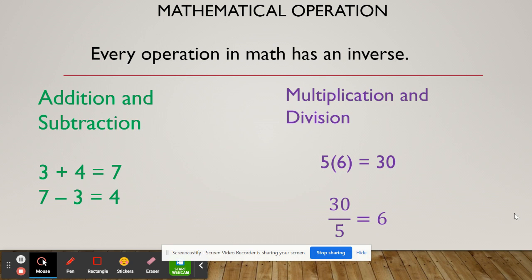In math, every operation has what's called an inverse. You're familiar with addition and subtraction. For instance, since 3 plus 4 equals 7, we know that 7 minus 3 equals 4. They're inverses of each other. Same is true for multiplication and division. Since 5 times 6 equals 30, then we know that 30 divided by 5 is 6. Again, they're inverses of each other.